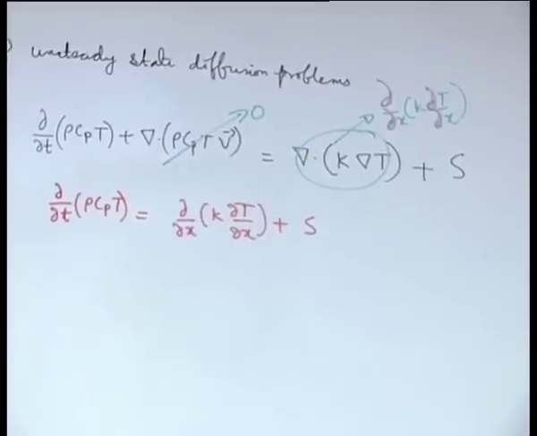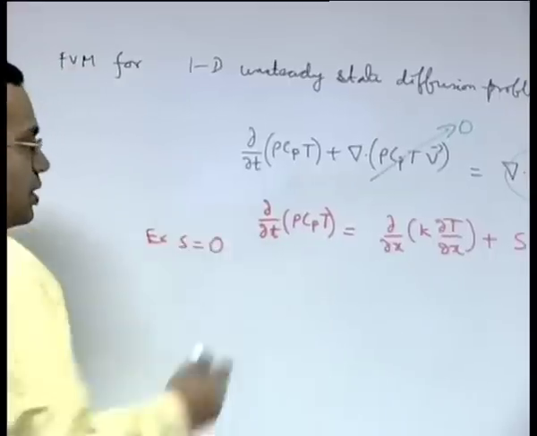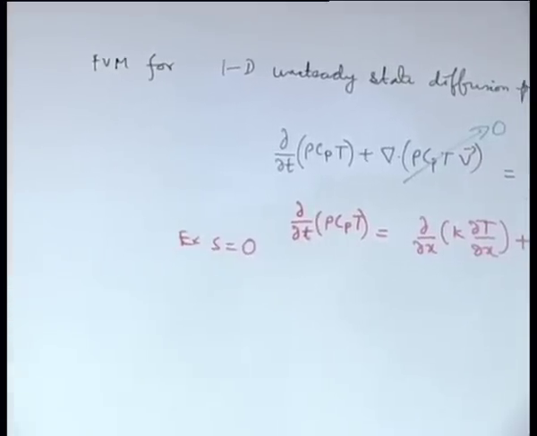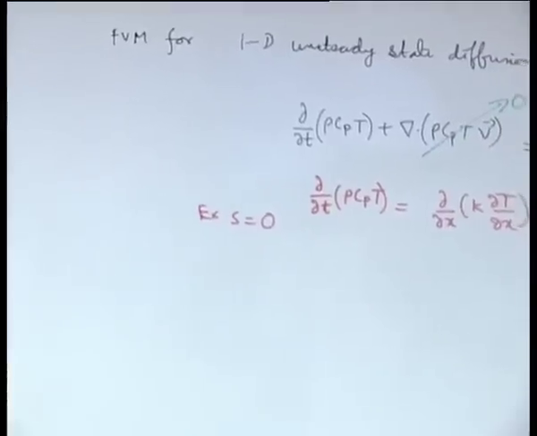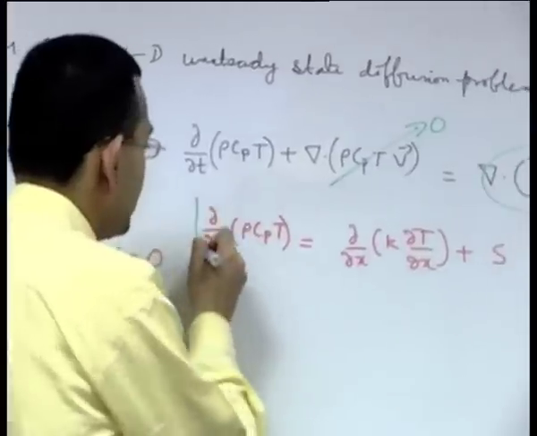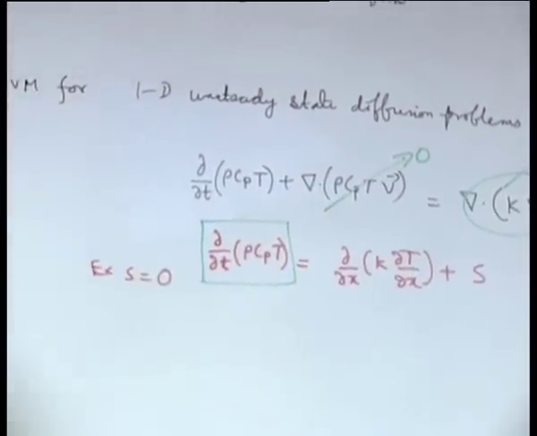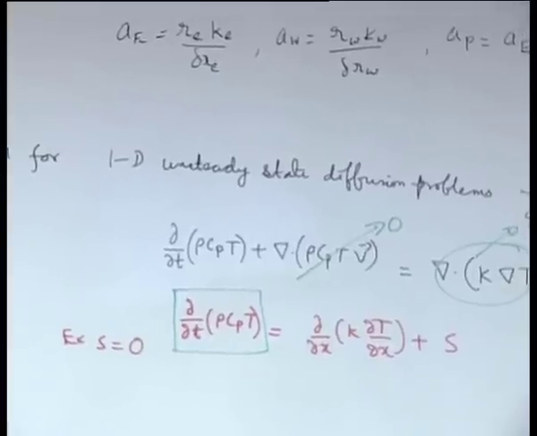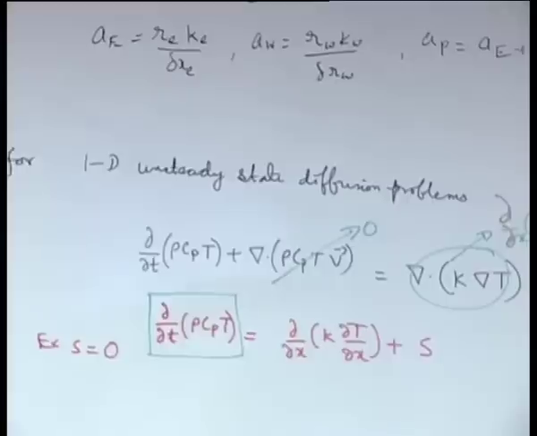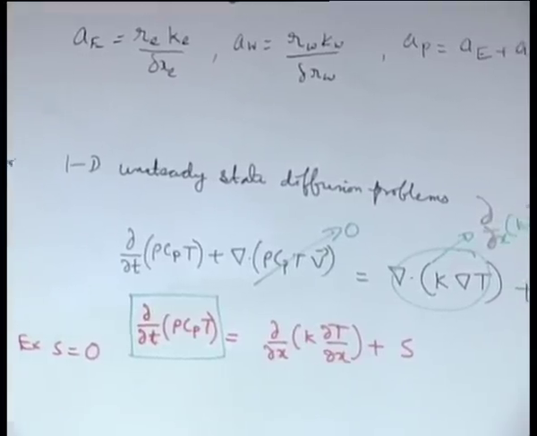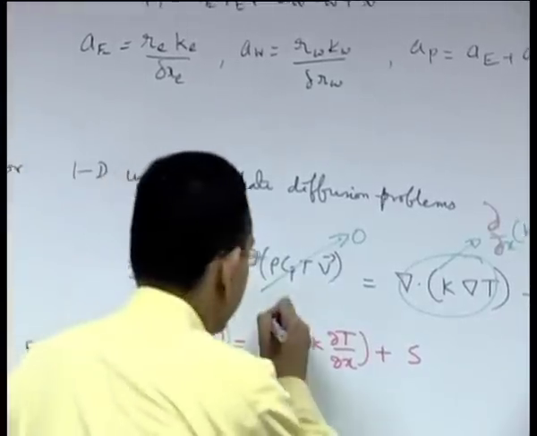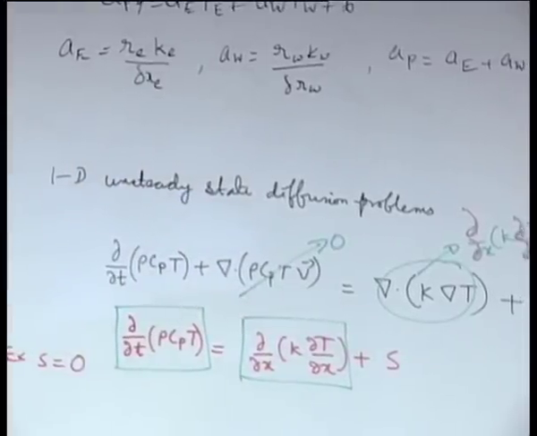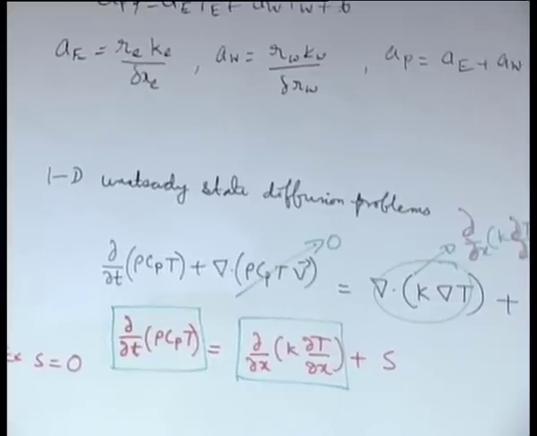We consider an example with S equal to 0 just for simplification, because our objective is not to show how to discretize the source term, that we have already shown through the examples of steady state problems. Now our objective is to specifically show how to take care of this new term which has appeared because of unsteadiness of the problem. So the first step will be what? We have now two terms in the equation. One is an unsteady term, another is the conduction term.